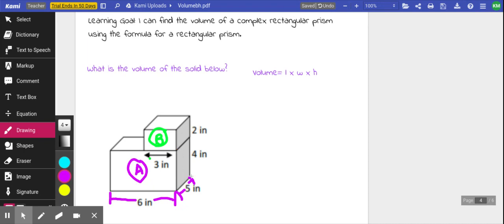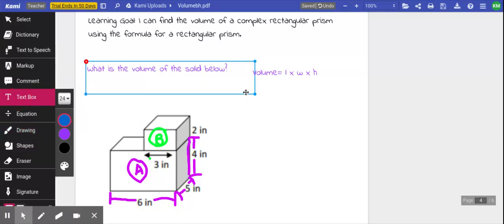Now, when we look at shape A, it starts right here and ends right here. Do we see that? I'm just going to draw this purple line going down so you can see. So as you can see, the shape A starts here and ends here. So you can see the measurement we're going to be looking at for the height of shape A is 4 inches. Now, we're going to use the formula volume equals length times width times height to find the volume of shape A.